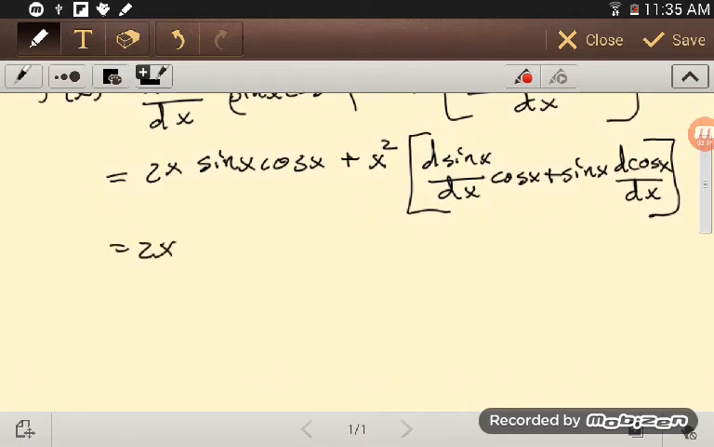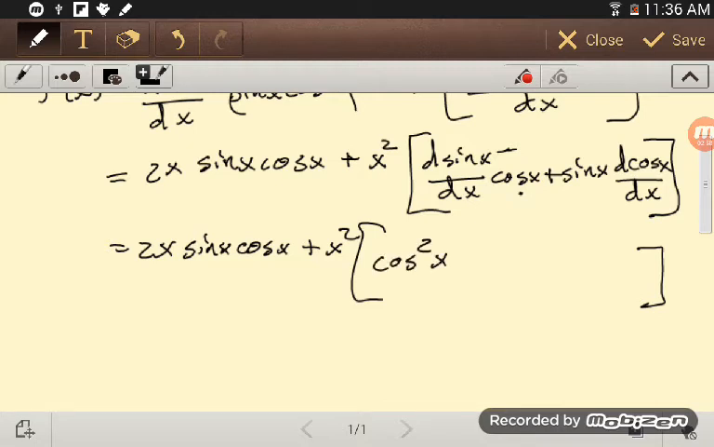And I end up with 2x sine x cosine x plus x squared times all this stuff. Now, so derivative sine x, here is cosine x, but I'm multiplying by cosine x, so that's cosine squared x. And then here I have my sine x, and derivative of cosine x is minus sine x, so I actually end up with a negative sine squared x here. And there you go. There's my derivative.